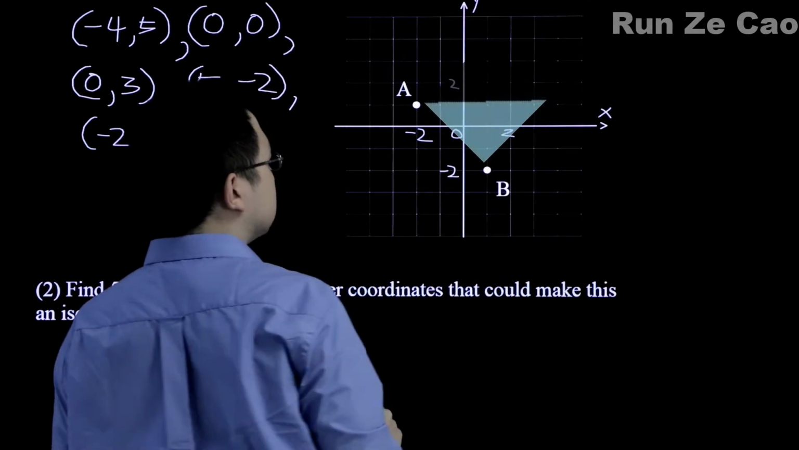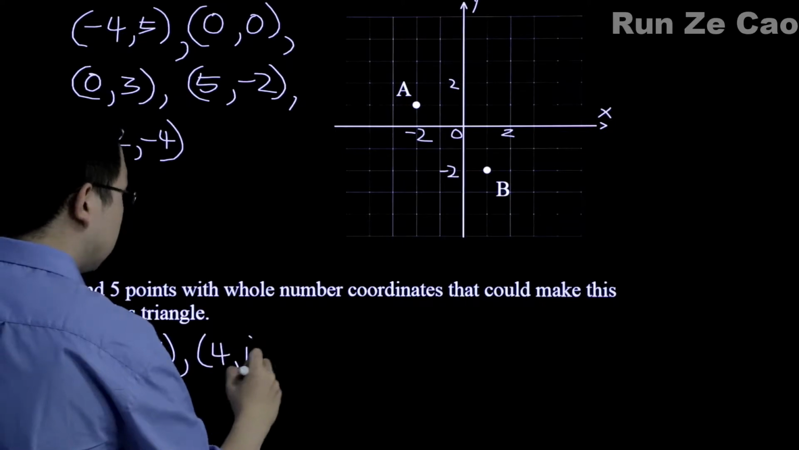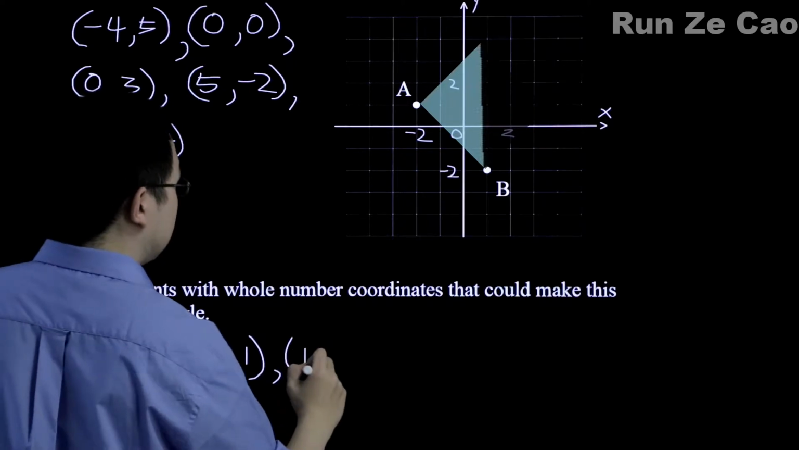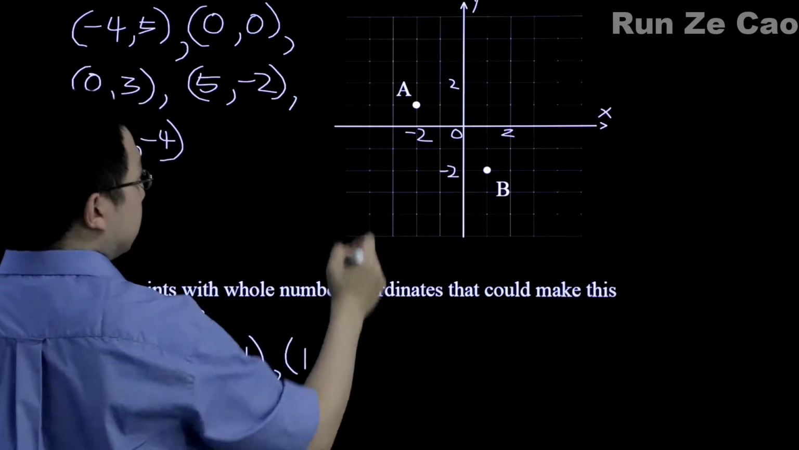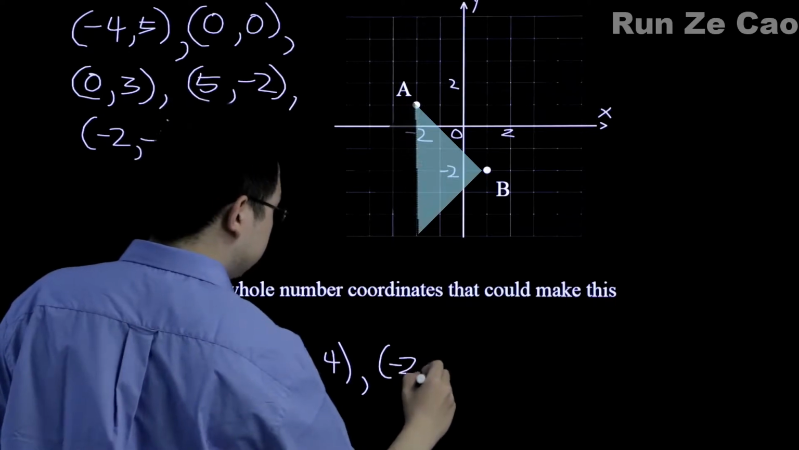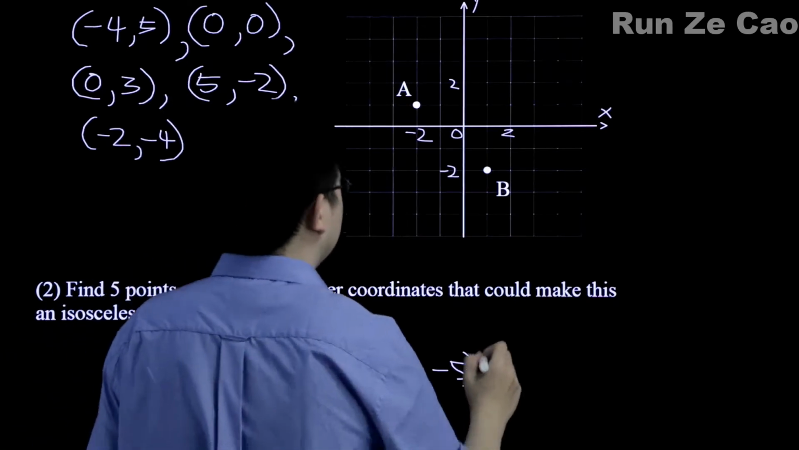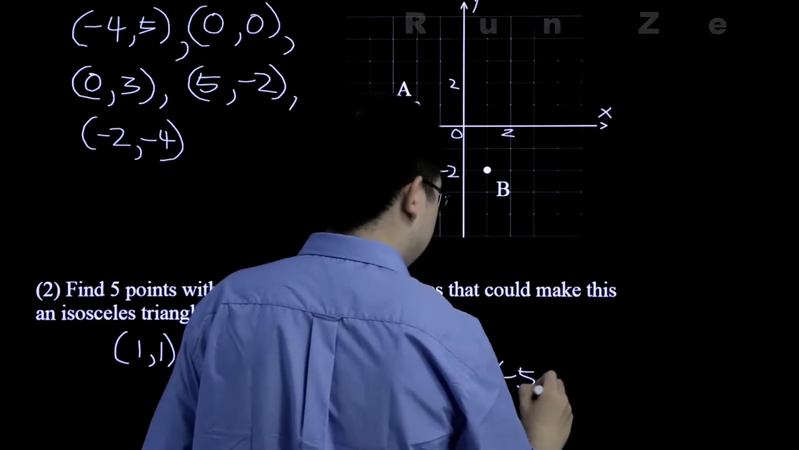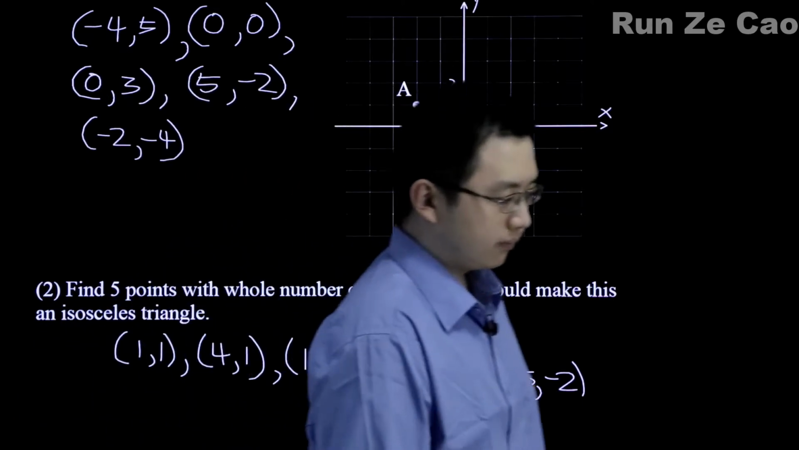Or we could have this be one of the legs, in which case it could be over here, which would be 4, 1. Or it could be up here, so 1, 4. Or it could be down here or down here. So -2, -5. And over here would be -5, -2. All right.